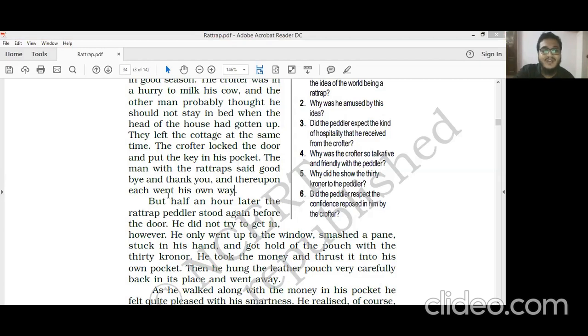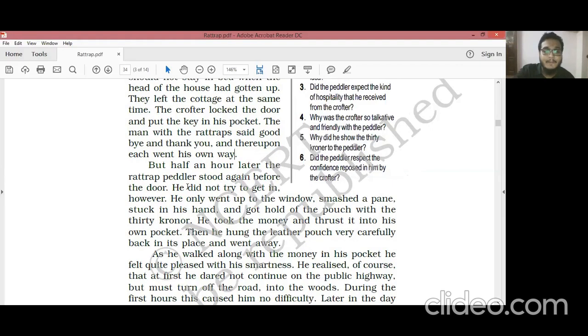Okay, but half an hour later, the rat-trap peddler stood again before the door. See, again there is a twist here. Now the chapter is taking a twist. He did not try to get in. He did not break the door lock. He did not enter the house.